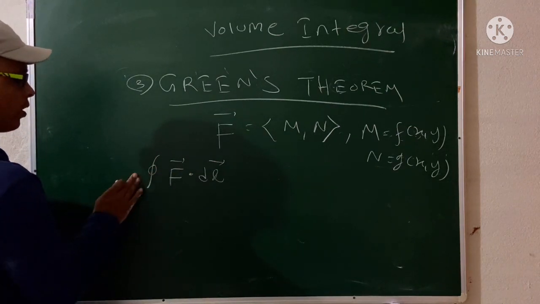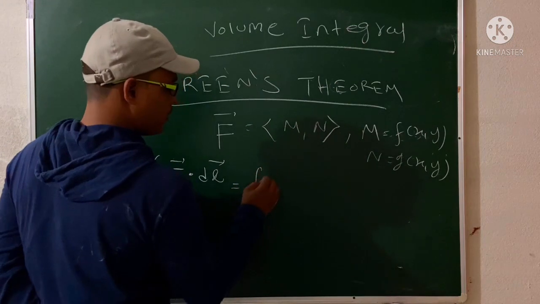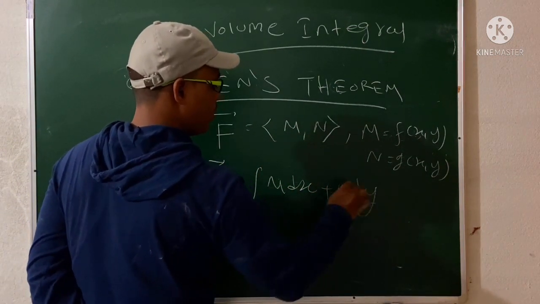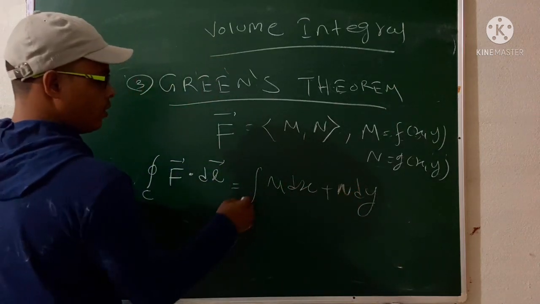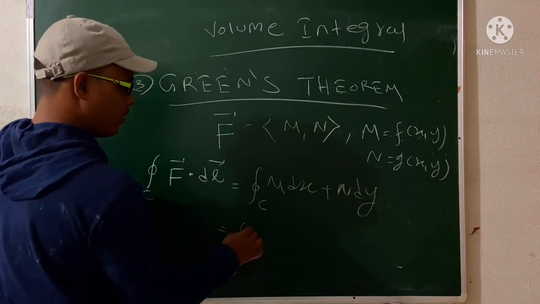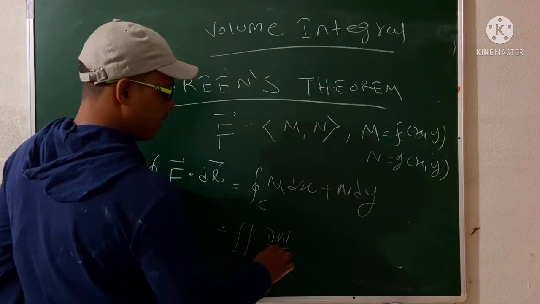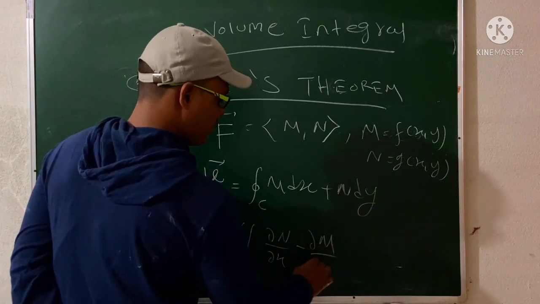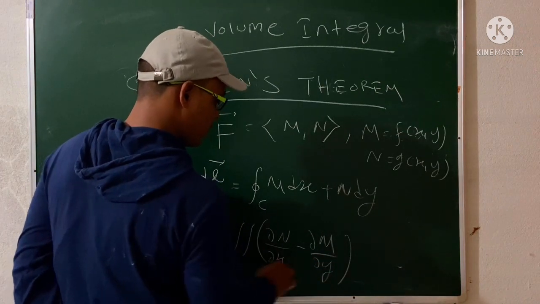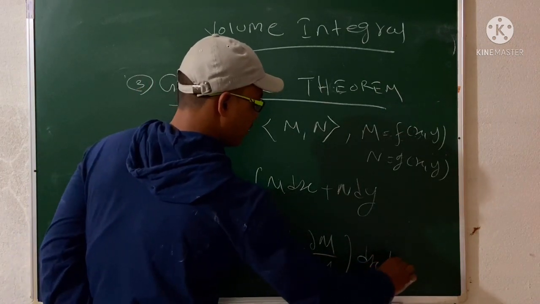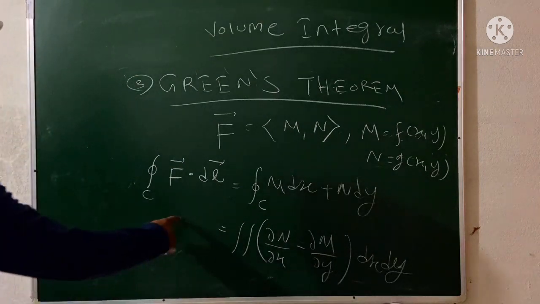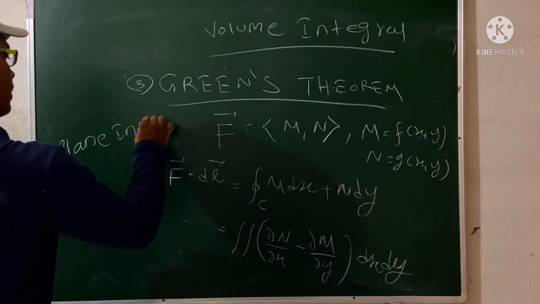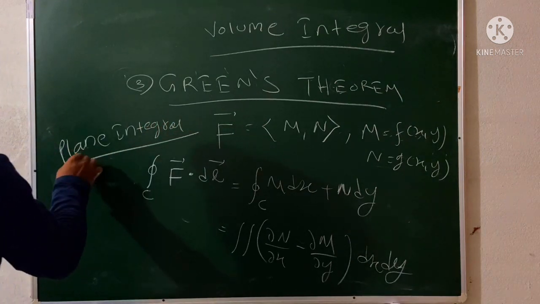Remember, this is a curve C. So what is F dot dl? This is nothing but M dx plus N dy, taking the dot product with dl over the path C. This is nothing but del N by del x minus del M by del y into dx dy, if this is a plane integral. So this is the plane integral.